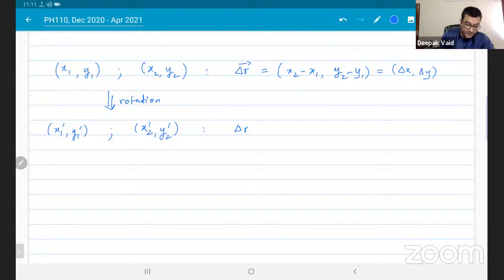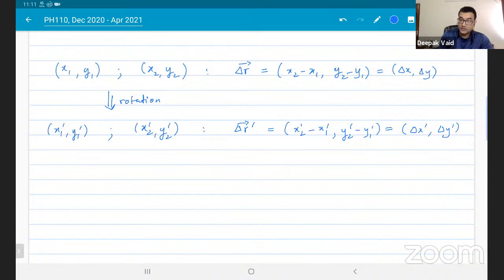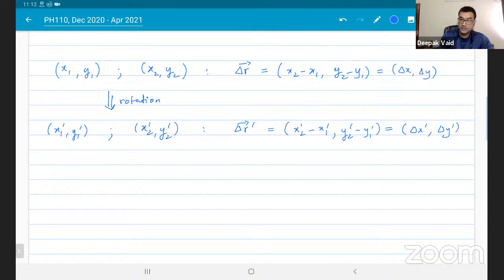Then I get this delta r prime. The displacement vector between those 2 points in the new coordinates becomes x2 prime minus x1 prime, y2 prime minus y1 prime. I write it delta x prime, delta y prime, right? Now as vectors, these two look different, right? This vector and this vector, they look different.